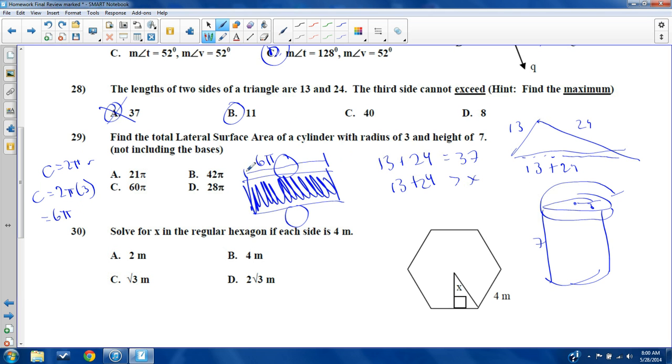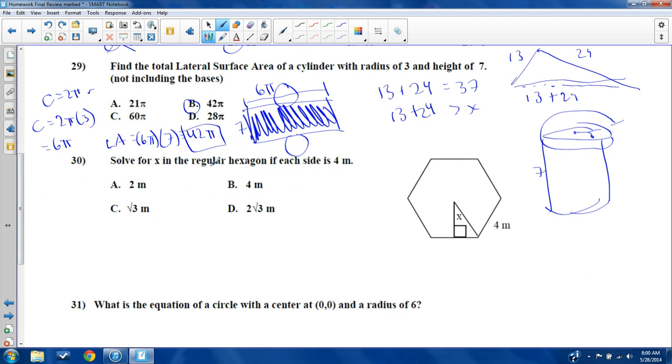Now remember, this is a rectangle, and the height is 7. So the lateral area is 6 pi times 7, which is 42 pi. So that's your answer right there. It said not including the bases. We didn't include them, but we had to use the base to help us find that length across right there.